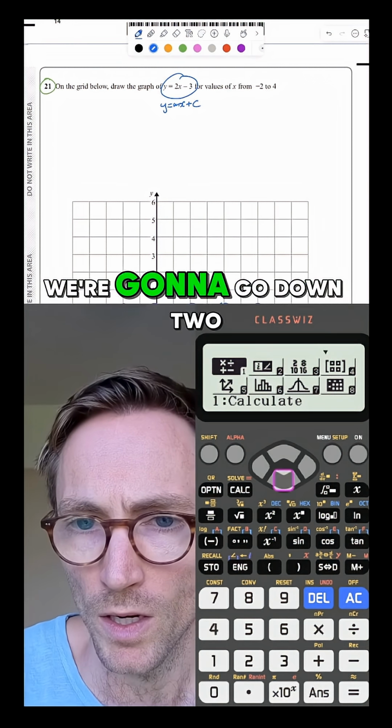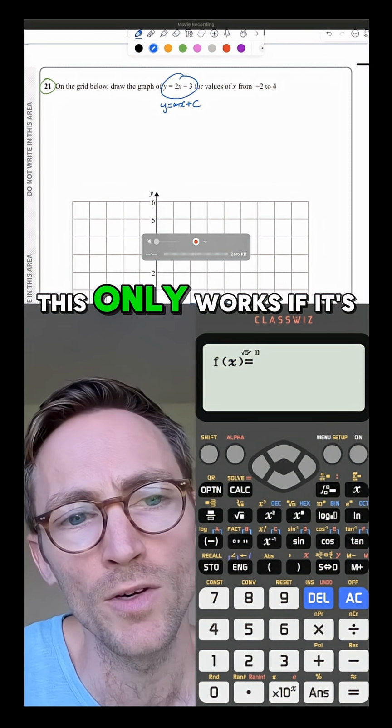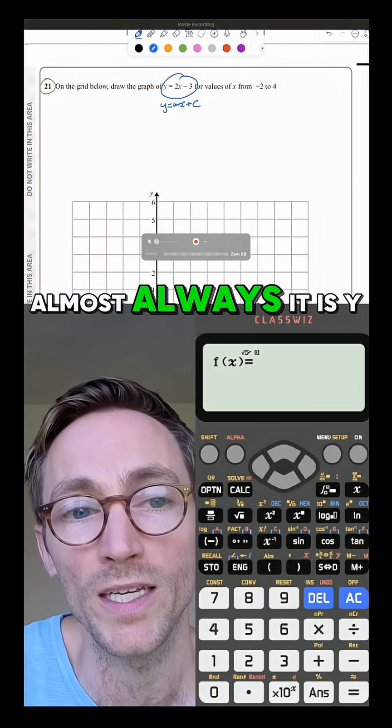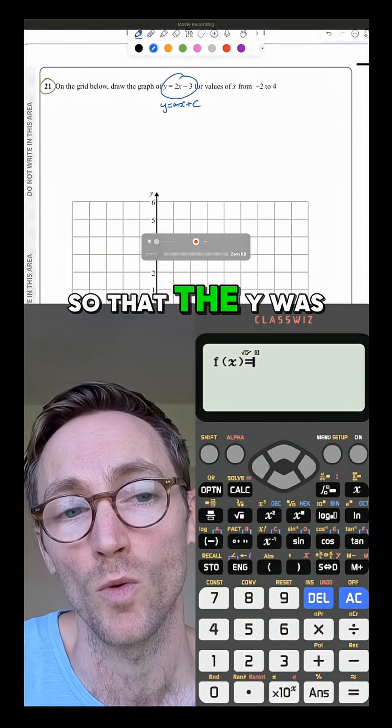So what we're going to do is we're going to go into table mode. So we're going to go menu. We're going to go down to get to table. And you're always just going to punch in this thing here. This only works if it's y equals. Almost always it is y equals. But if it wasn't y equals, you would need to rearrange this equation so that the y was by itself.